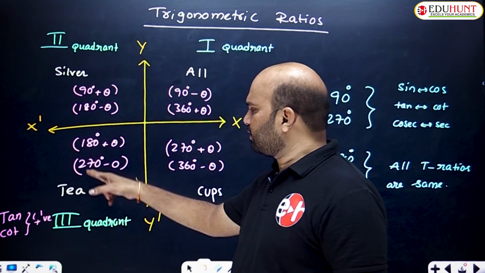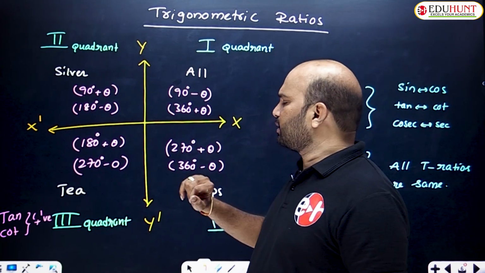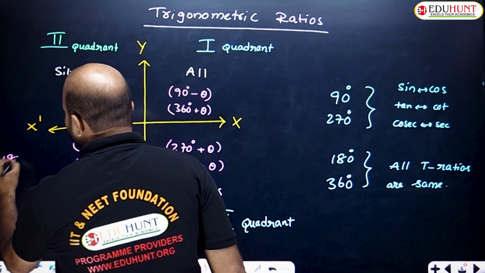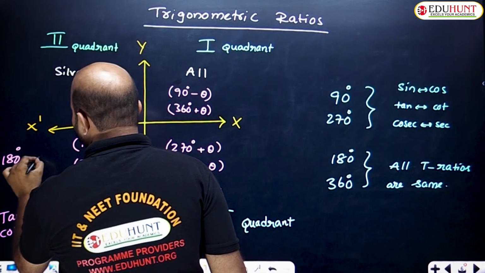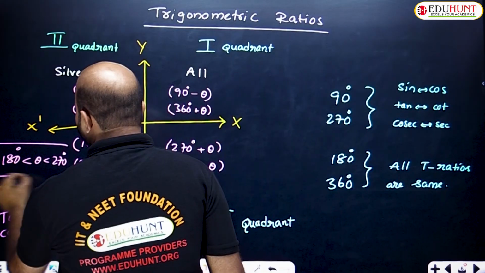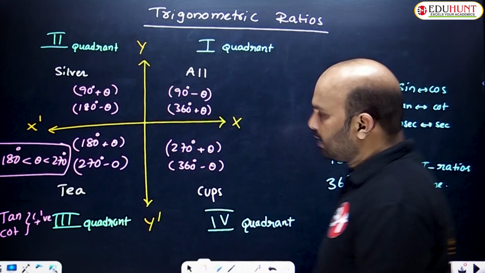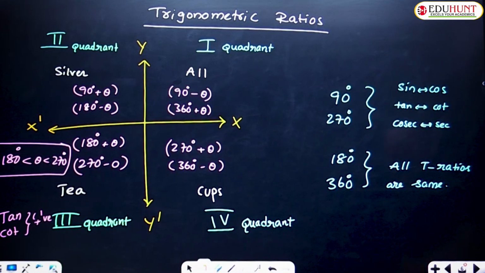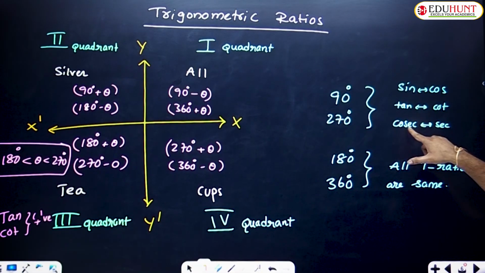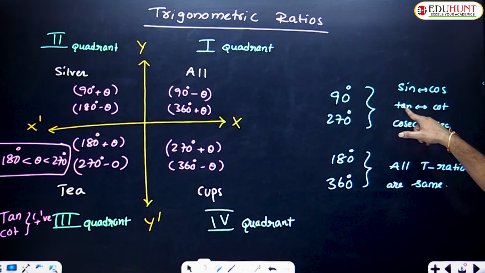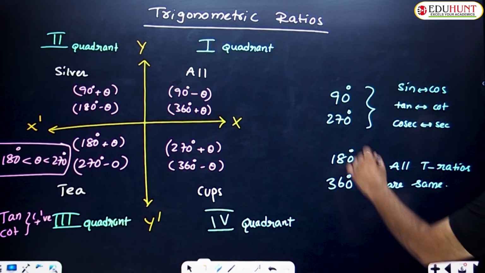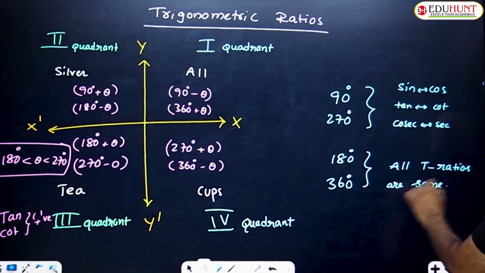Which angles lie in the third quadrant? More than 180 and less than 270. Am I clear? Especially if it is given 90 and 270, the ratios sine and cos, tan and cot, cosecant and secant are interchanged. For 180 and 360, all the t ratios stay the same.